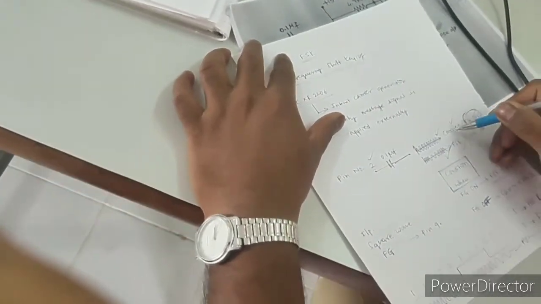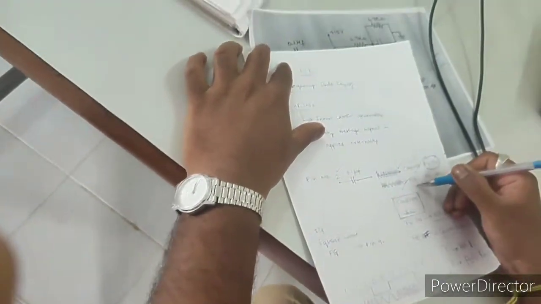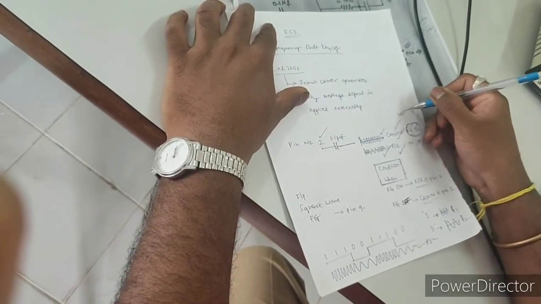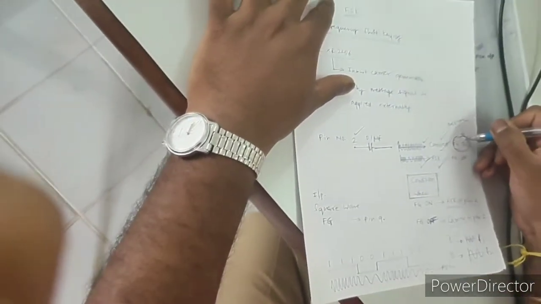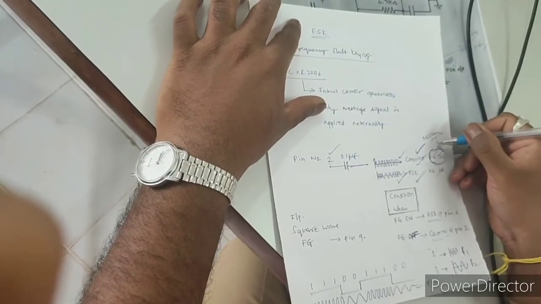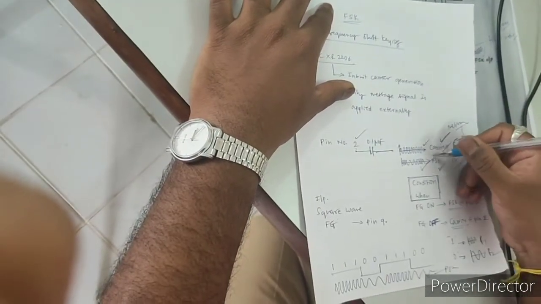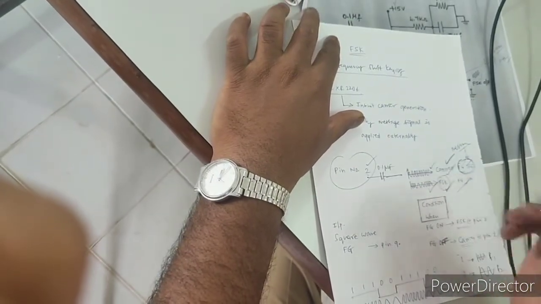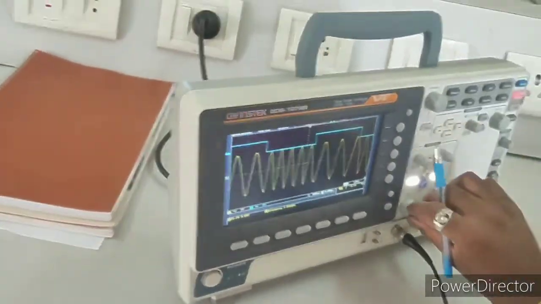If the FG is off, carrier will come. If the FG is on, FSK will come. FG internally means the message signal. If you switch off the message signal, you are getting the carrier. If you apply the message signal, you are getting FSK. At the same pin number 2, you have to check both the signals. So it is a very important pin.